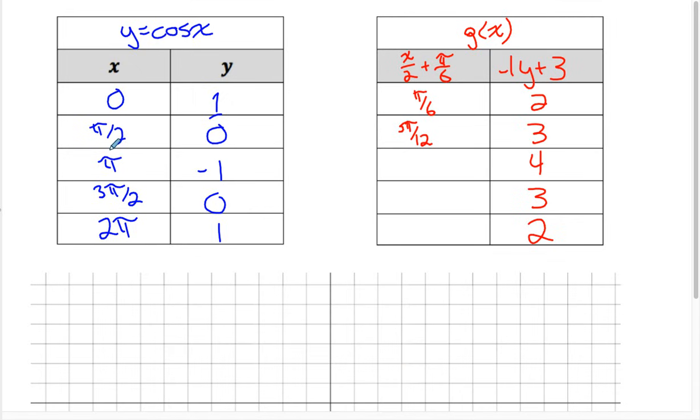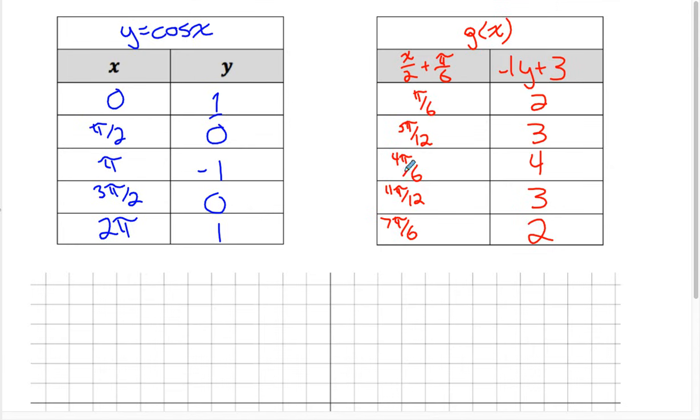But if we do the actual calculation, so plug in pi over 2 plus pi over 6, that's 3 pi over 6 plus pi over 6, that's 4 pi over 6, which is 8 pi over 12. And then if we keep going, we would get 11 pi over 12, and then 7 pi over 6.